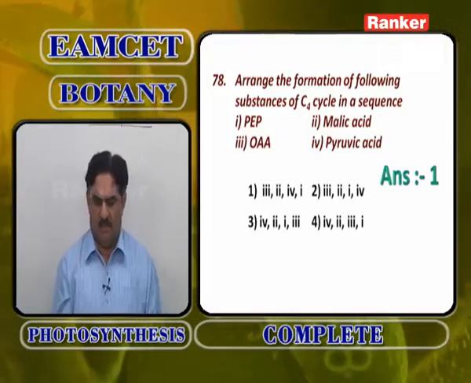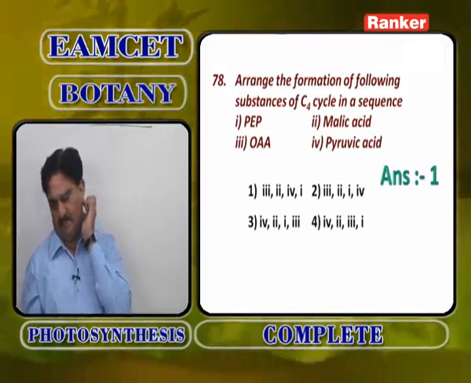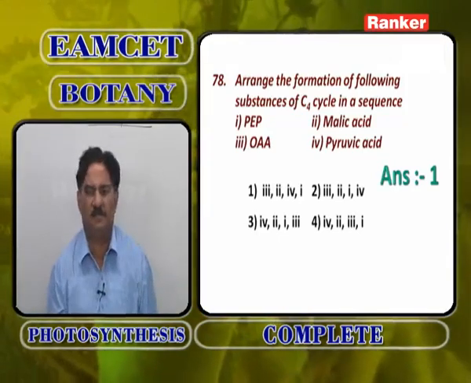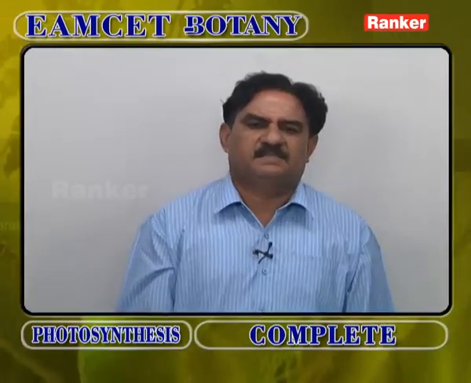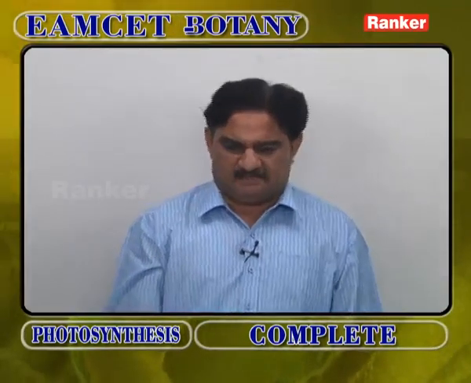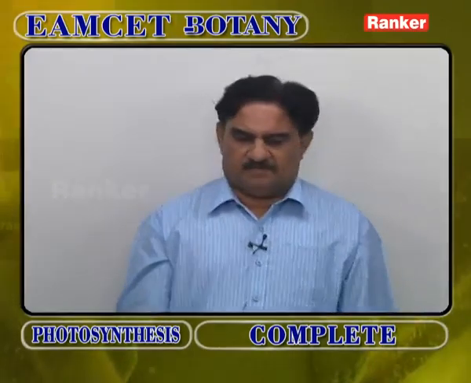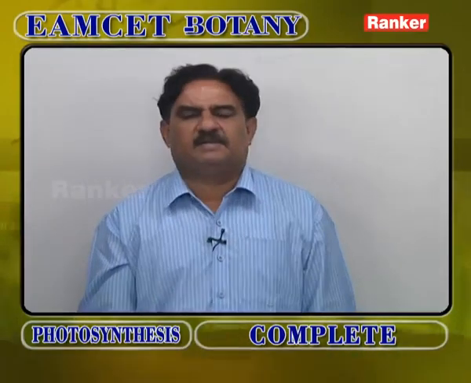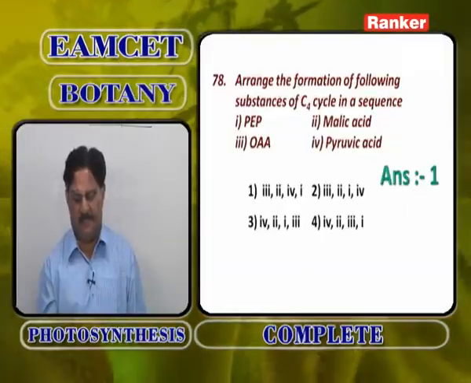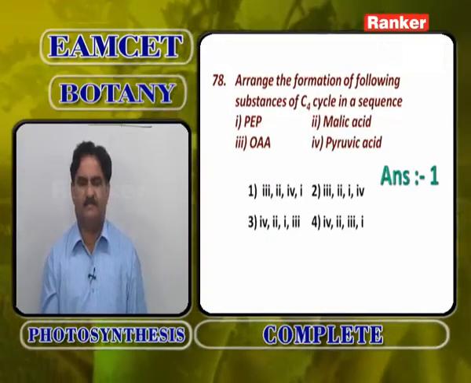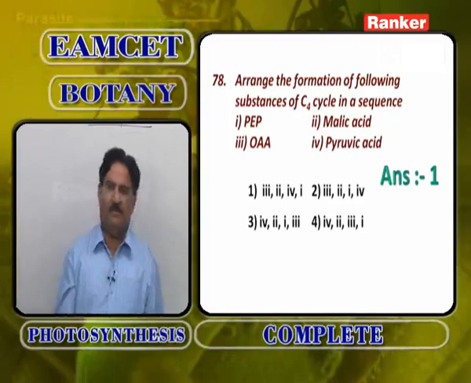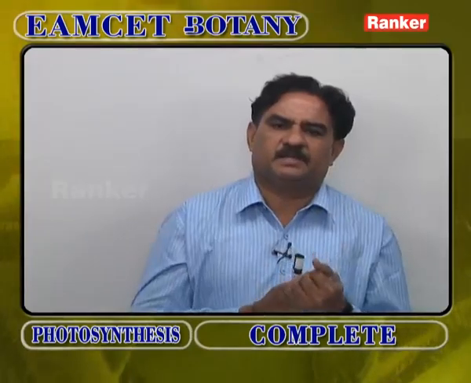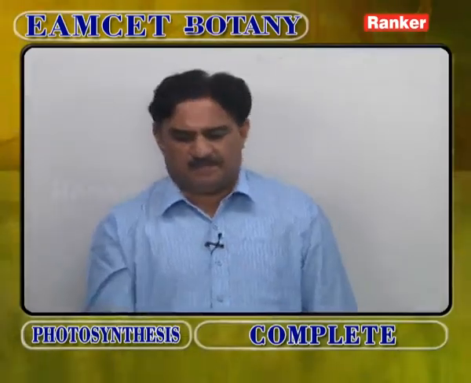Next, malic acid. How? The oxaloacetic acid moves to the chloroplast of mesophyll cells, where it undergoes reduction and produces malic acid. So, malic acid is formed second. Then malic acid goes to bundle sheath cells, undergoes oxidative decarboxylation to liberate CO2 and NADPH2 and produce pyruvic acid. So, the third compound formed is pyruvic acid. Pyruvic acid now moves from bundle sheath to mesophyll cells, where in the presence of pyruvate phosphate dikinase it utilizes 2 ATP, undergoes phosphorylation and produces phosphoenol pyruvic acid.